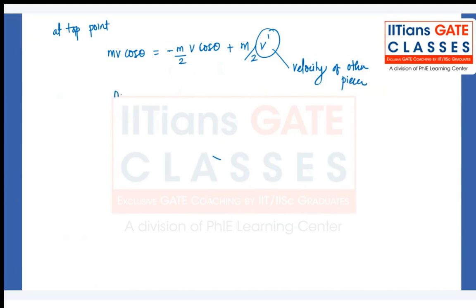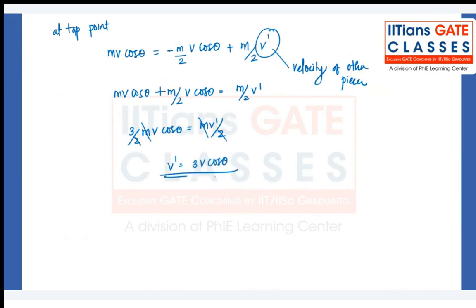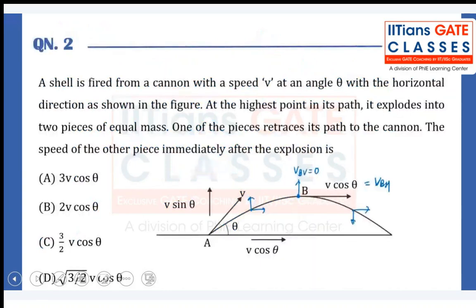Now, if we simplify it further, mv cos of theta plus m by 2 v cos of theta is equal to m by 2 v dash. So it is 3 by 2 m v cos of theta is equal to m v dash by 2. The m and the 2 get cancelled. So v dash is equal to 3v cos of theta. Hence, option A is correct in this case.